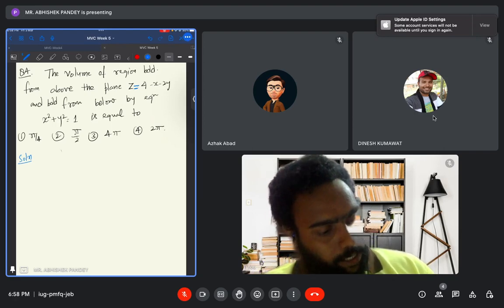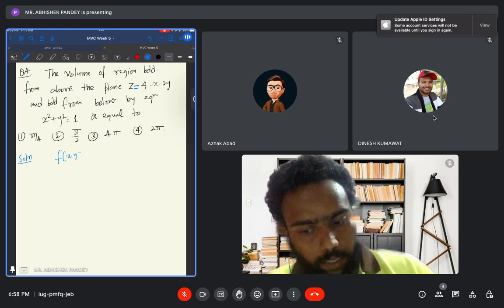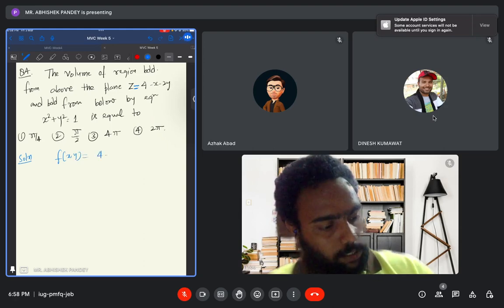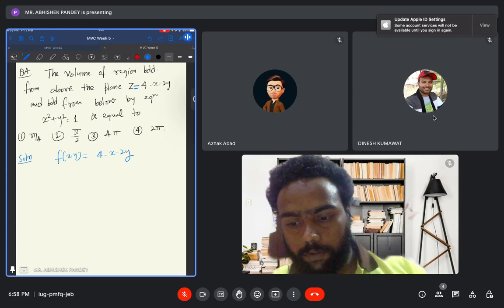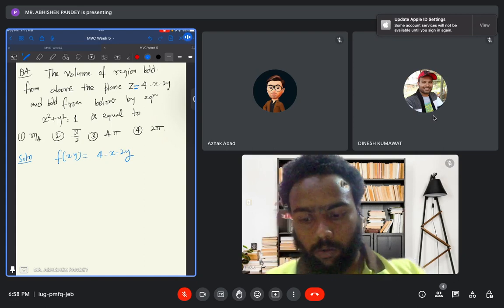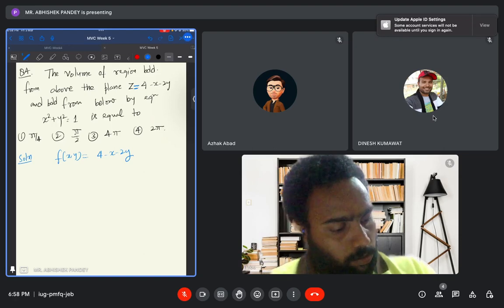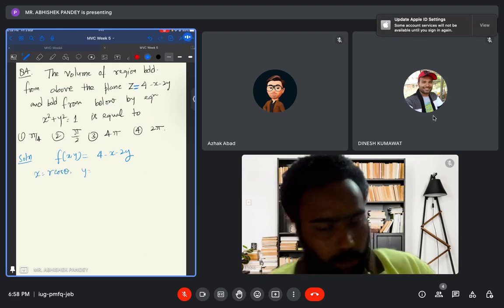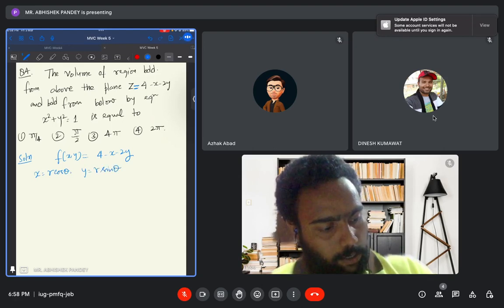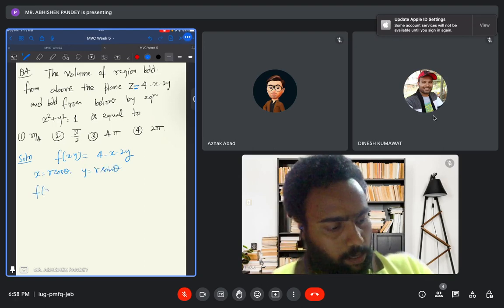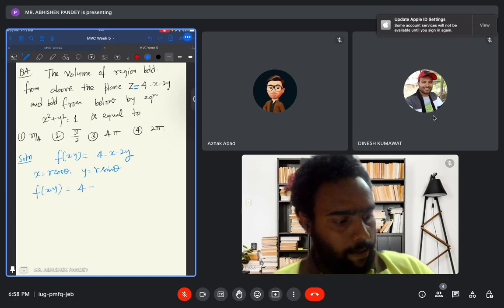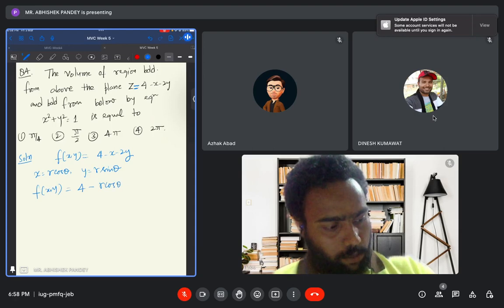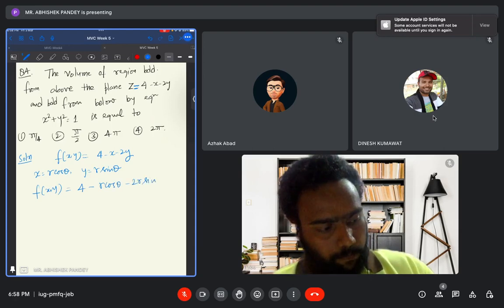So here, if we take f of x comma y as 4 minus x minus 2y, what we'll do is change this to polar coordinates. So x equals r cos theta and y equals r sin theta. So we will get f of x comma y equals 4 minus r cos theta minus 2r sin theta.